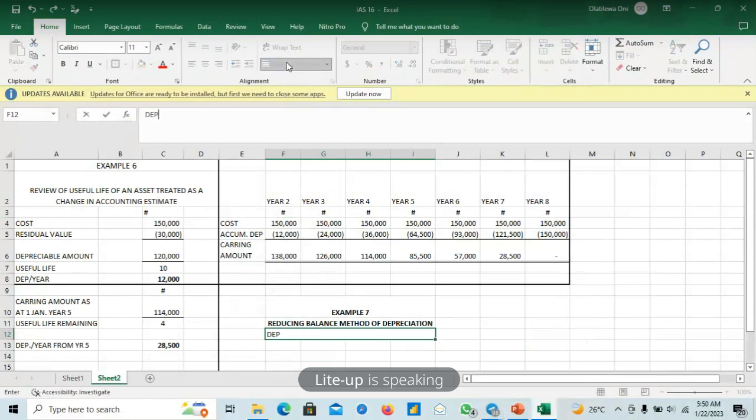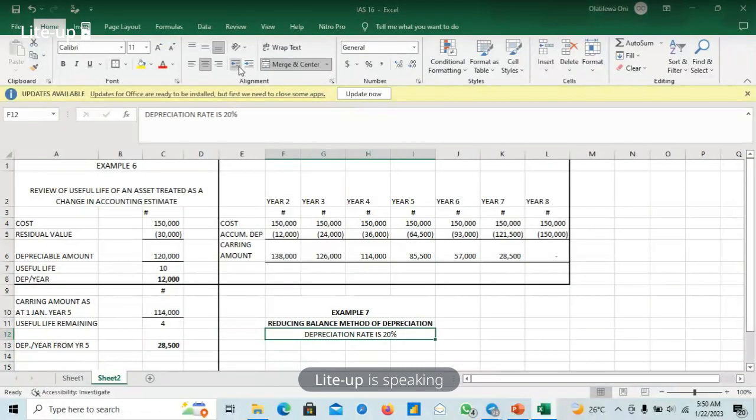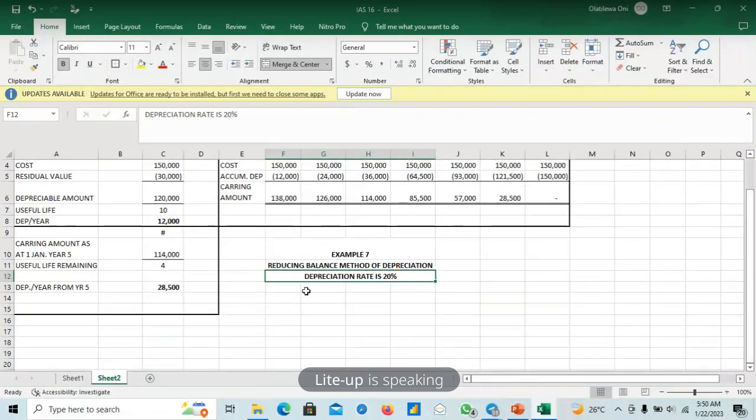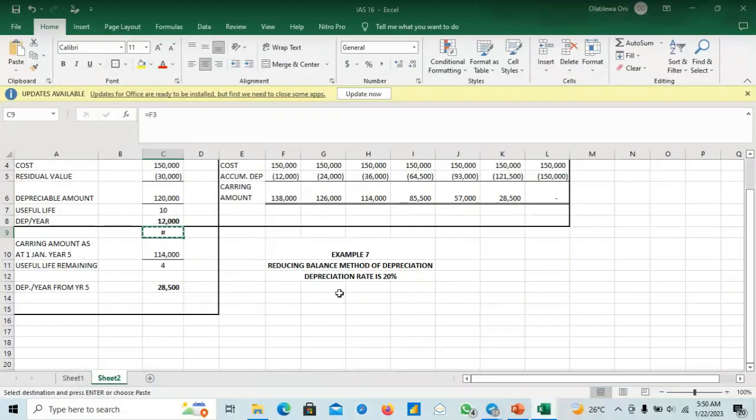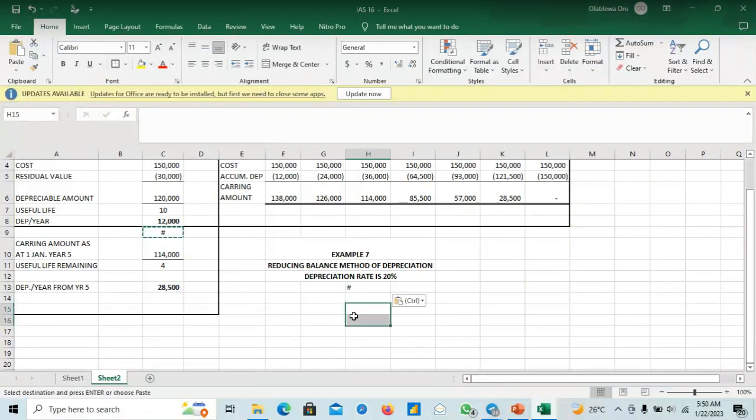Let me put it there that the depreciation rate is 20%. Let's just use that assumption, that they give us a depreciation rate of 20%. What we are going to be working on now is how to compute the depreciation charges. So the first thing we'll be doing is to pick the cost of the asset in year 1.